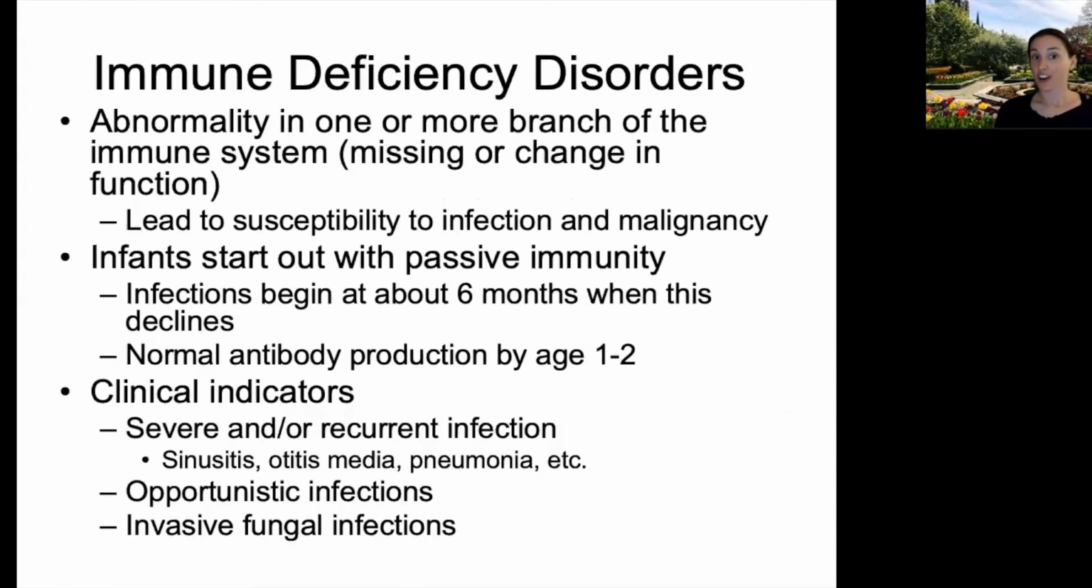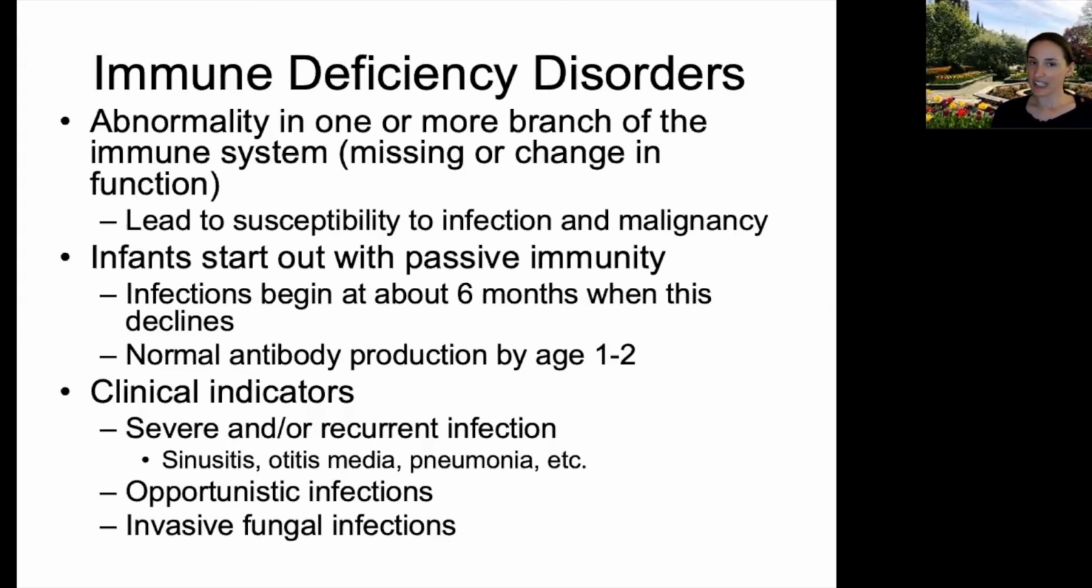There are also immune deficiency disorders that are out there. This is an abnormality in one or more of the branches in our immune system. It may be missing or it may be changed in function. This will lead us to susceptibility to infection or cancer development. Infants start off with passive immunity. Infections begin at about 6 months when this starts to decline. Normal antibody production begins around age 1 to 2.